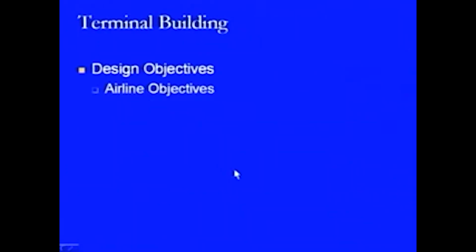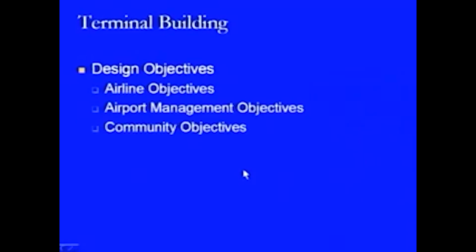So, now when we look at the design objectives of providing any terminal building in any airport, these can be classified in terms of airline objectives, airport management objectives, community objectives, and passenger objectives. So, these are the four categorizations which can be there as far as the different types of objectives are concerned for designing any terminal building.